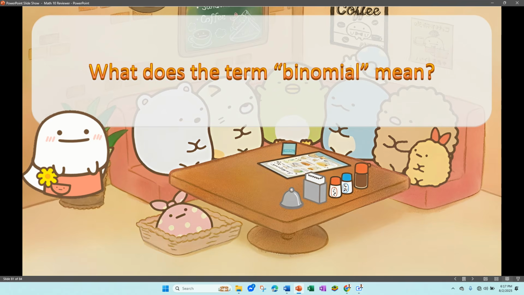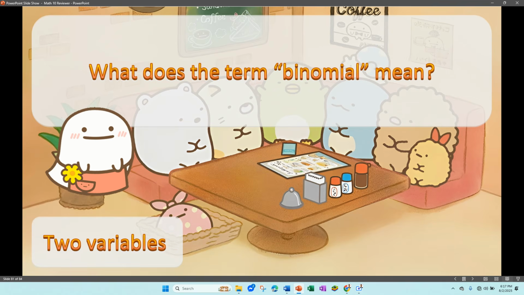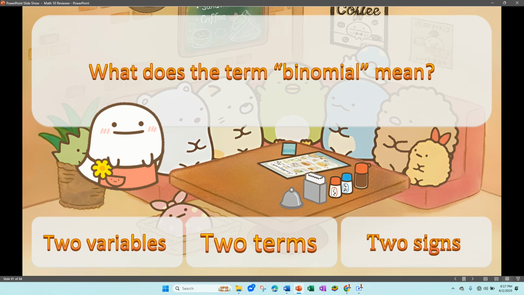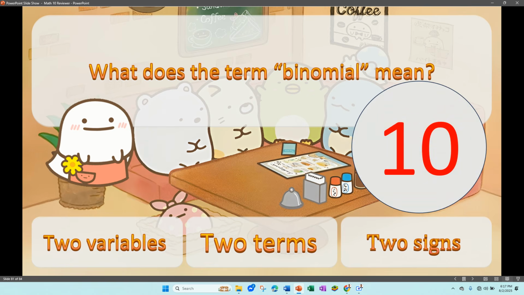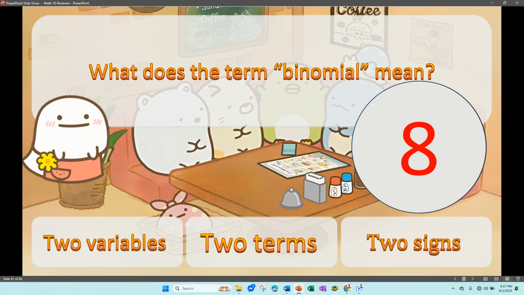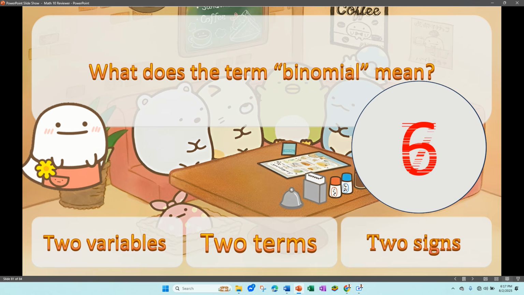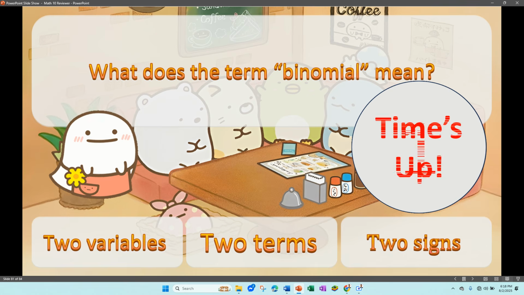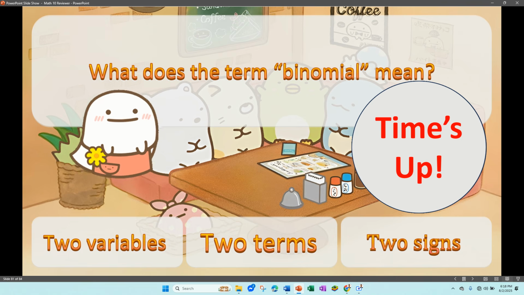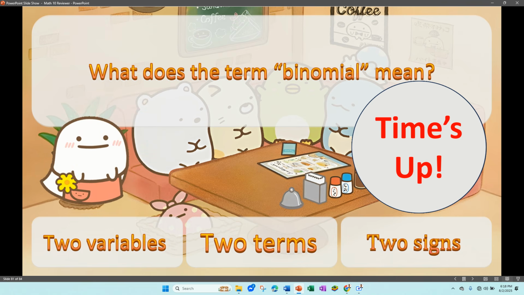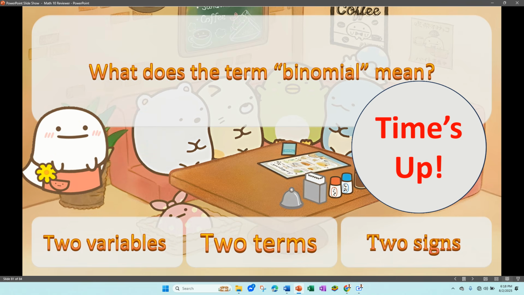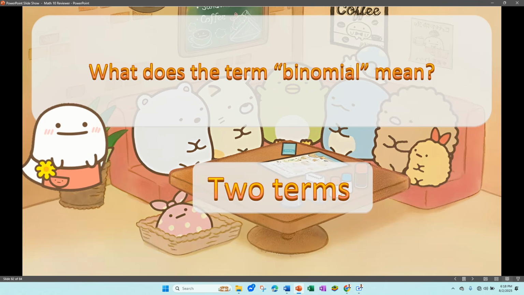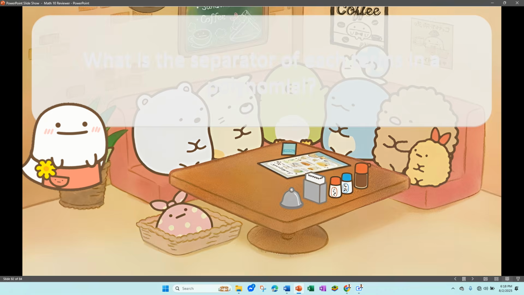What does the term binomial mean? Two variables, two terms, two signs. 10 seconds, go. Time is up. So nanggaling ulit siya sa root word na nomial, meaning term, and the prefix bi, which means two. So the answer is two terms.